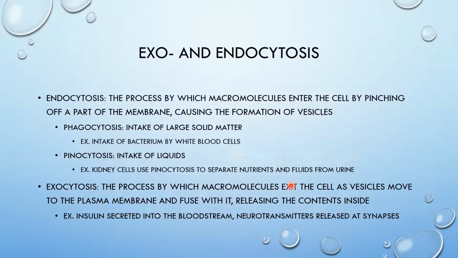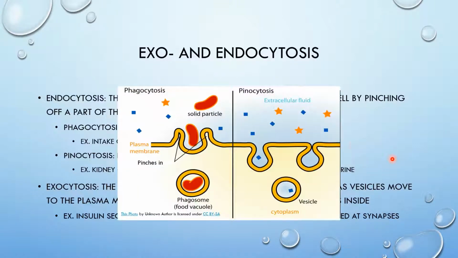Exocytosis is the process by which macromolecules exit the cells as vesicles move to the plasma membrane and fuse with it, releasing the contents inside. An example is insulin secreted into the bloodstream, neurotransmitters released at synapses. Exocytosis would basically be the same thing, except this moves to the membrane and the fluid is released.